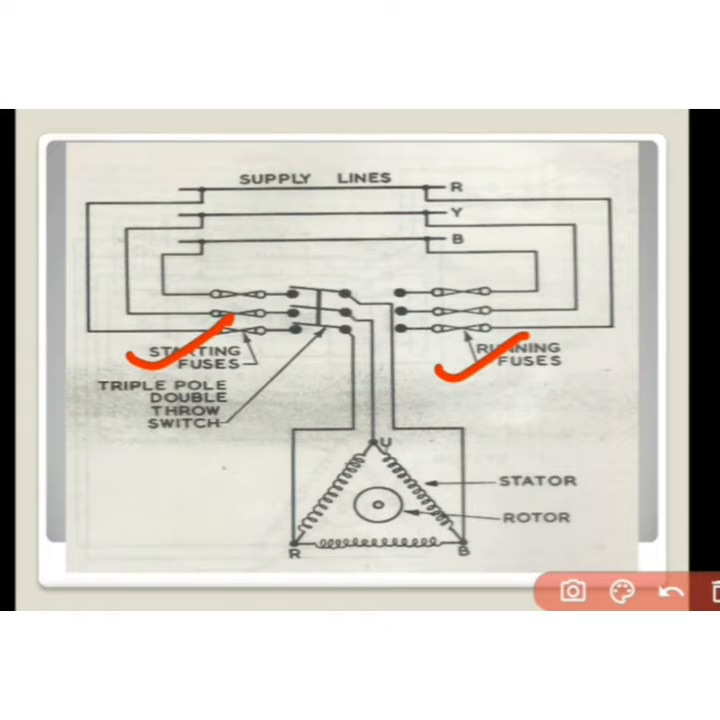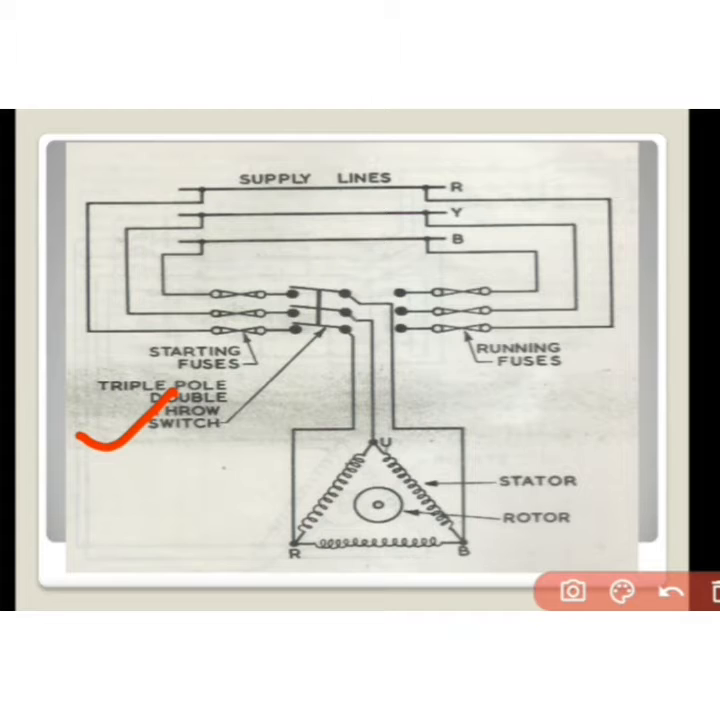After pressing the stop button, the contactor coil gets energized with the operating contacts. Due to this switch operation, the motor gets disconnected from the supply and stops rotating. These are the fuse, and these are the contact switch, a triple pole double throw switch, which is used for the on or off purpose.